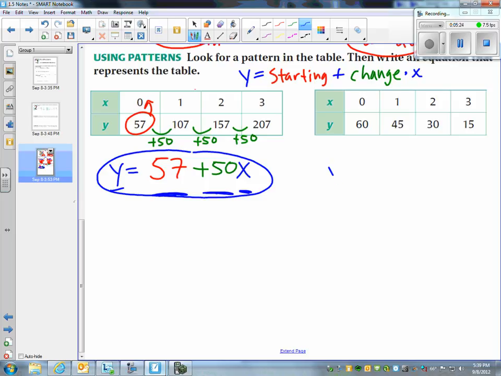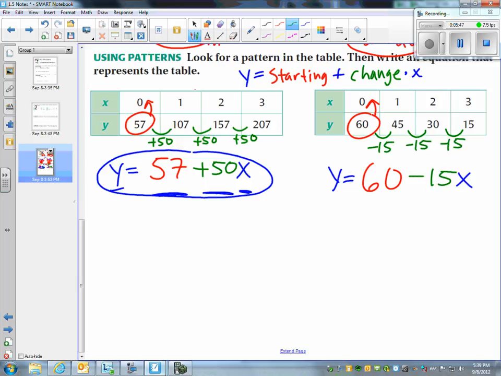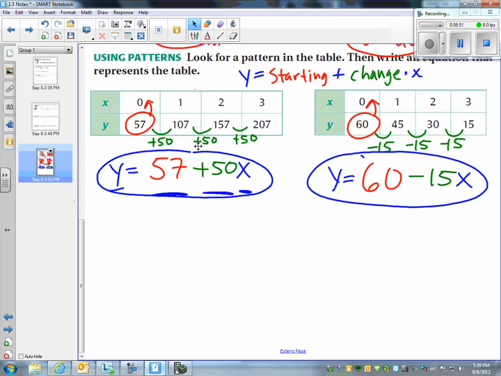So we can even start here. Y equals, we'll put the x at the end. Now we look at the problem. What's our starting value? Our starting value is 60 because it goes with the 0. So that goes there. Our change, how much are we changing between each of these? We are decreasing by 15. So that goes in there. So this is our answer. Simple, simple. Just filling in formulas.